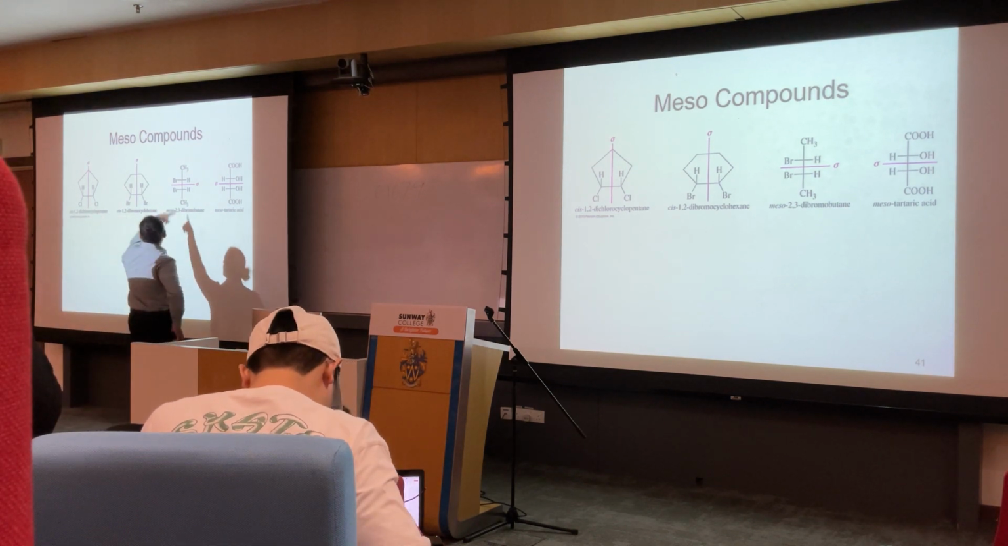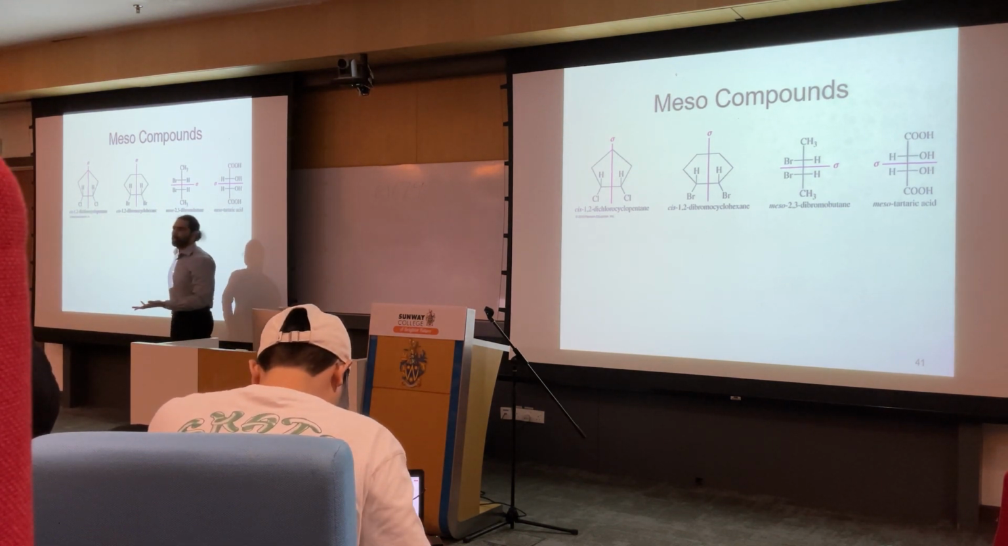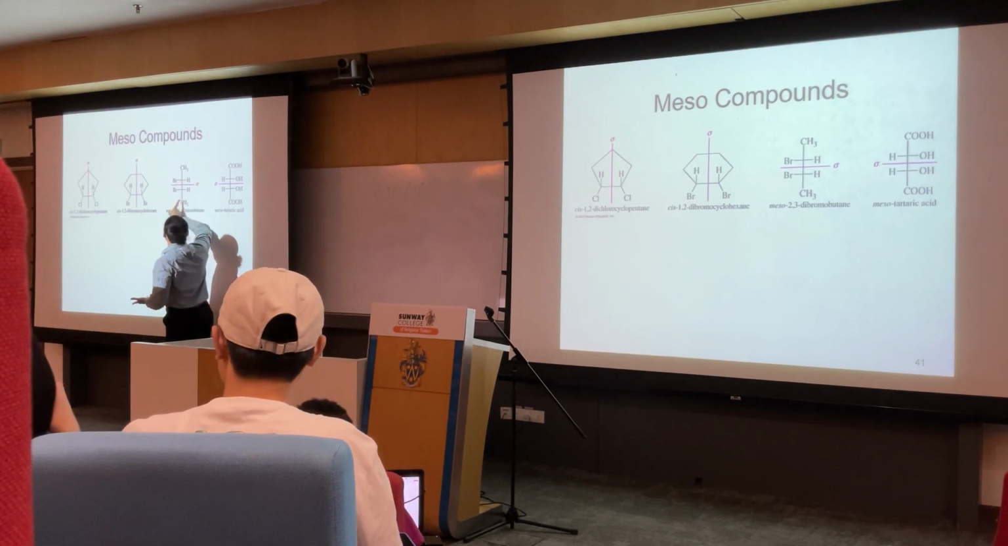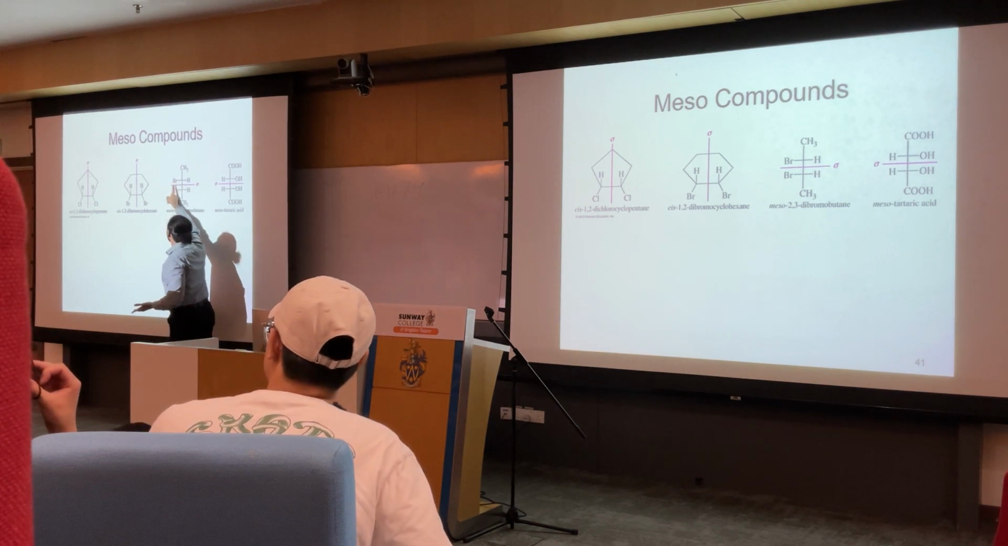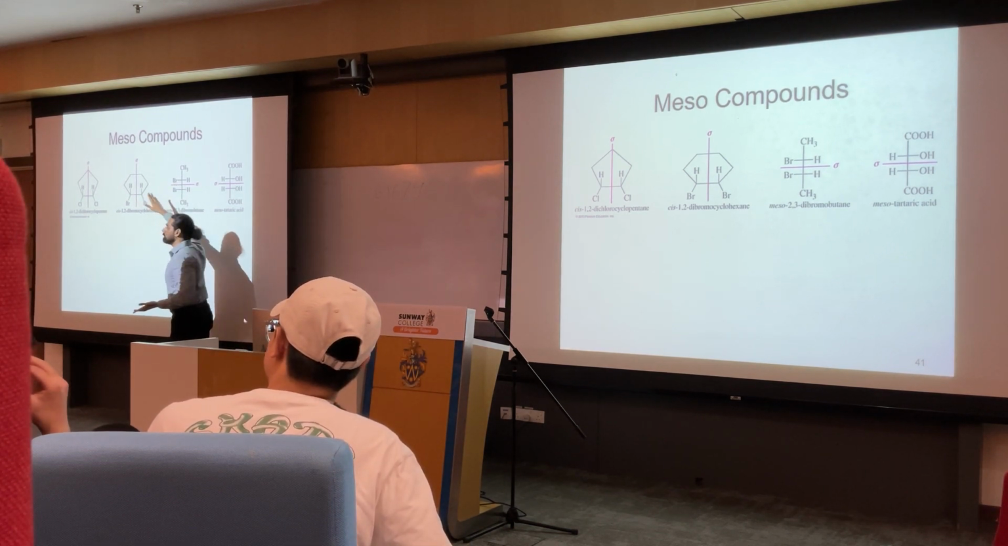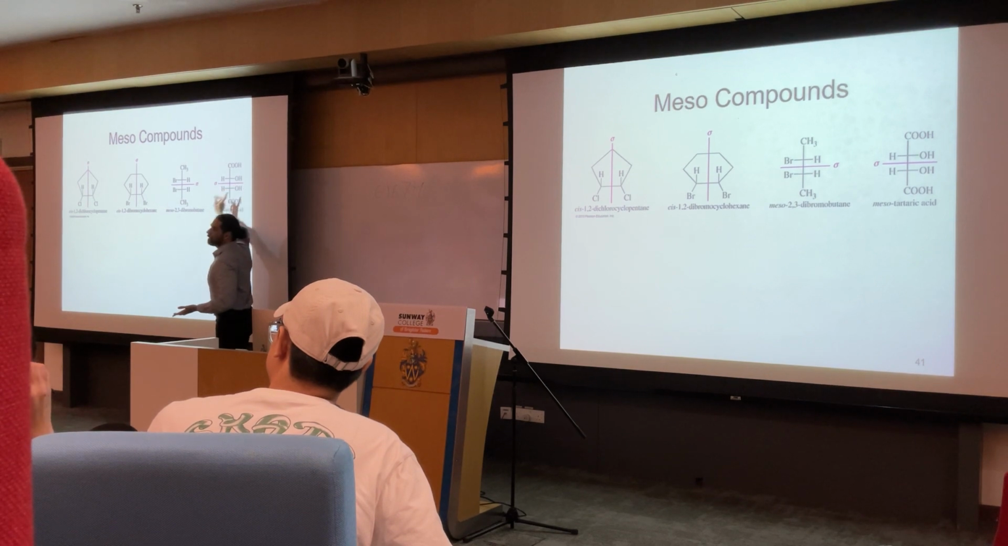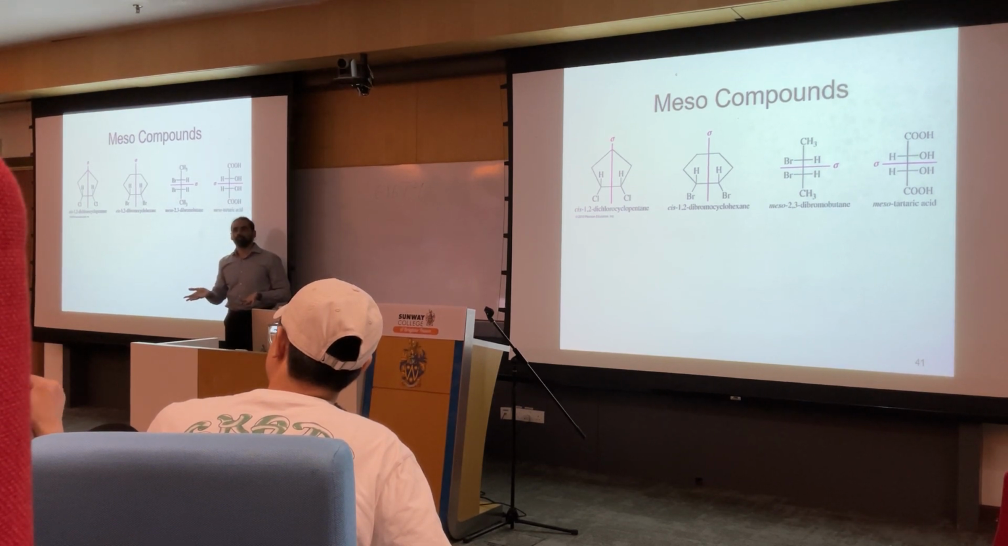Right? So this is a trick. You don't have to think about it. Once you see that the top and bottom are the same, and the groups are on the same side, then there will be meso. Right?